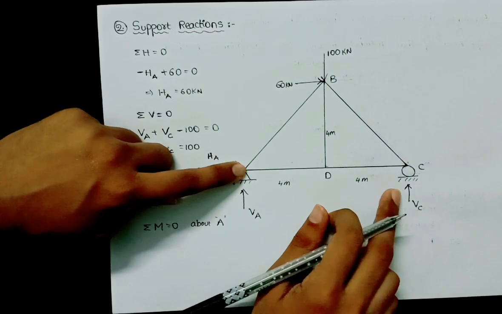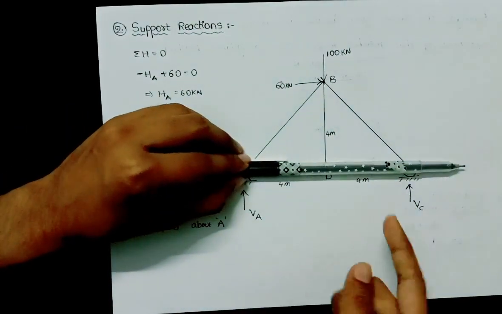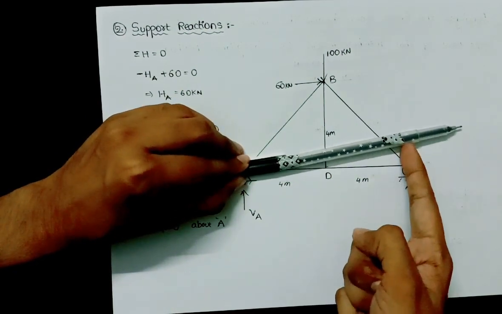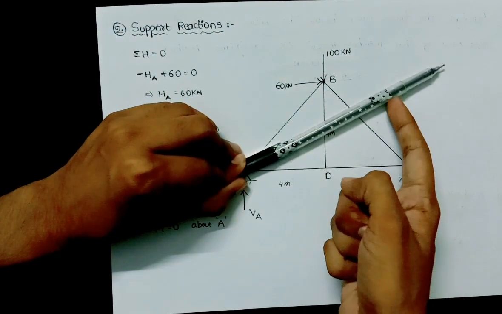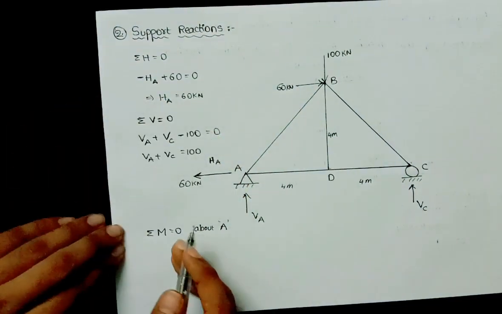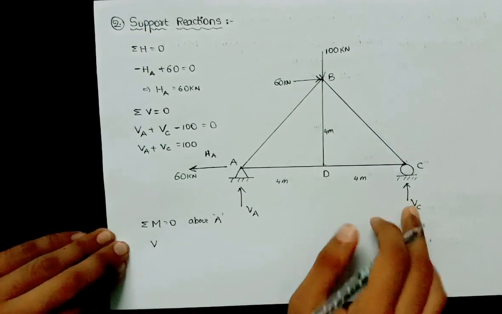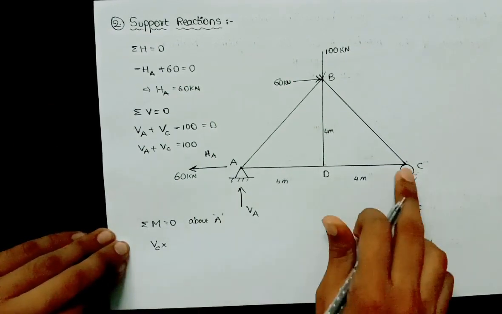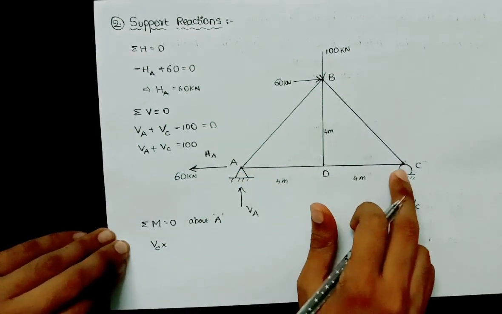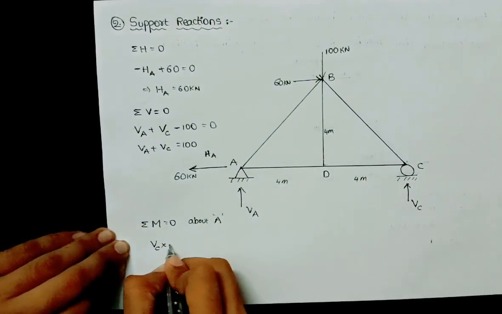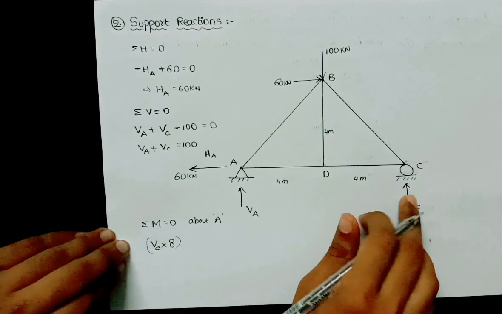What is the behavior of this reaction? If this is the member, this reaction is pushing the member in anti-clockwise direction. So I am taking anti-clockwise direction as positive. VC into the perpendicular distance between the considered point and the reaction, so 4 plus 4, 8. We should take the perpendicular distance. So one thing is completed.